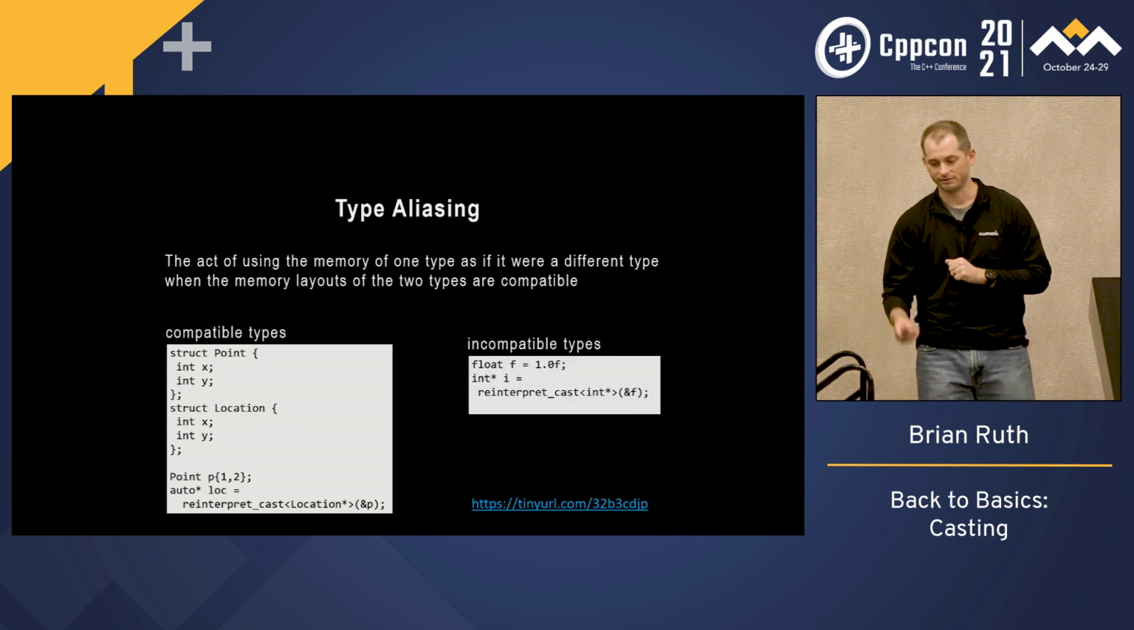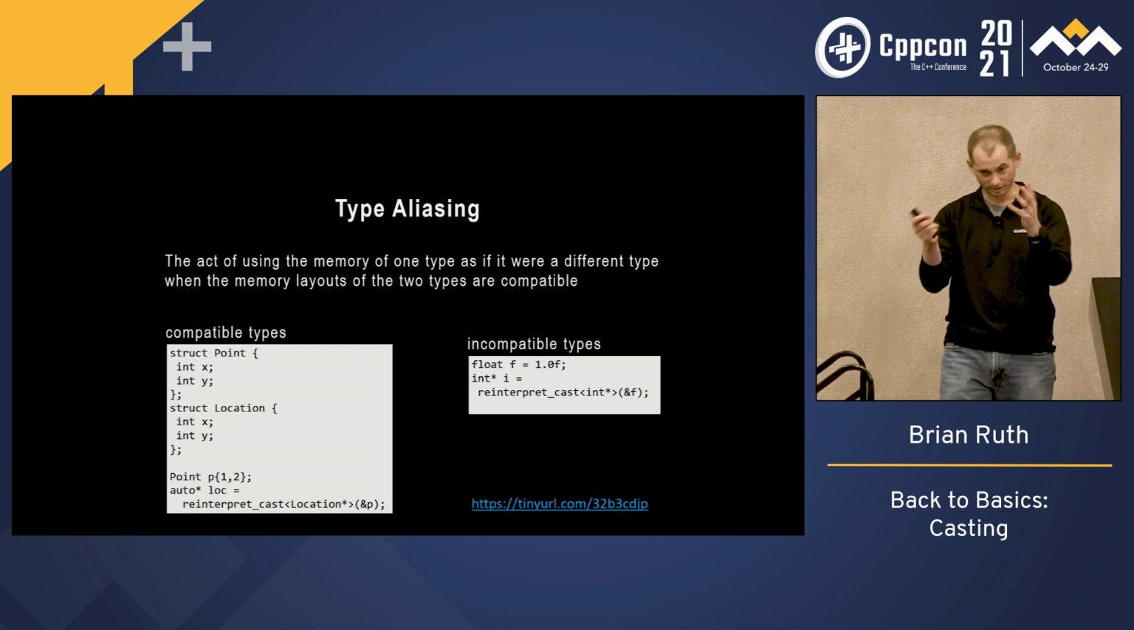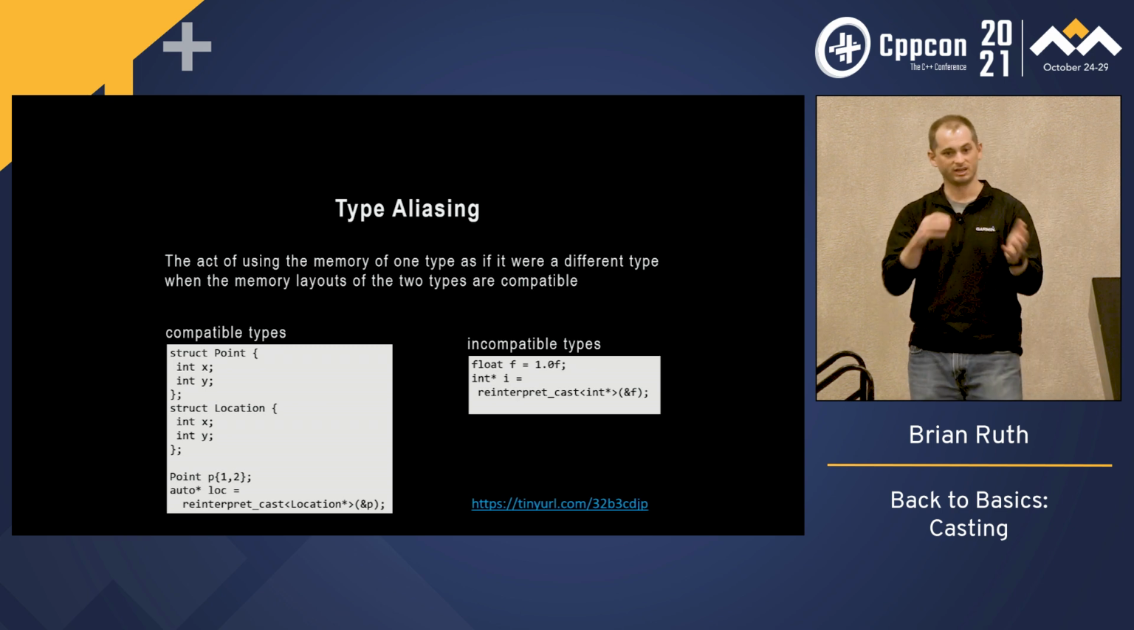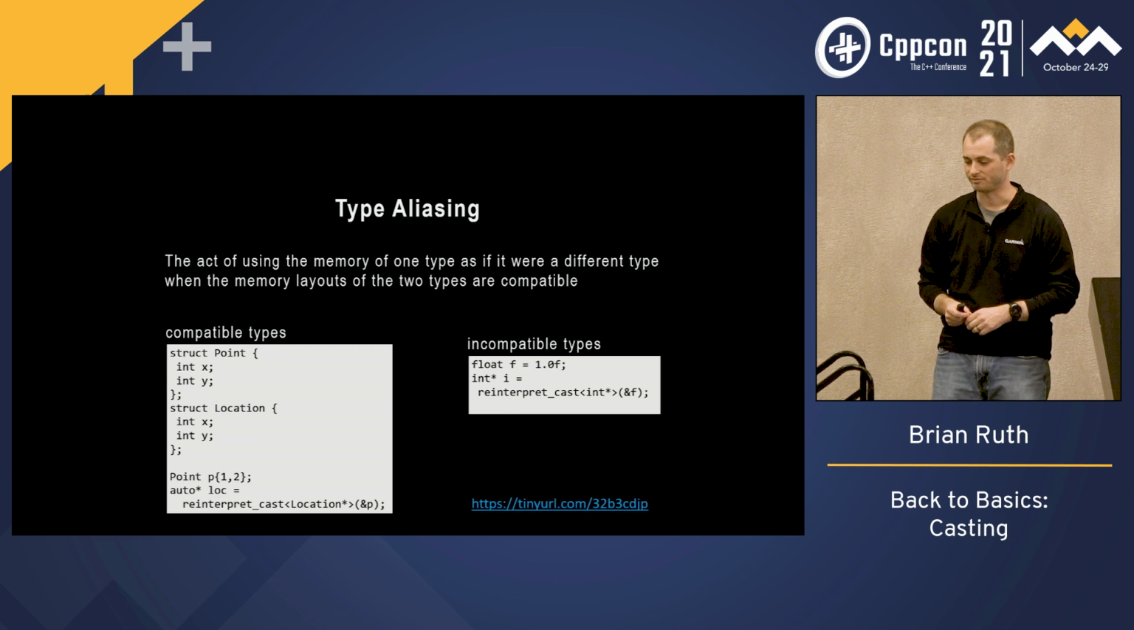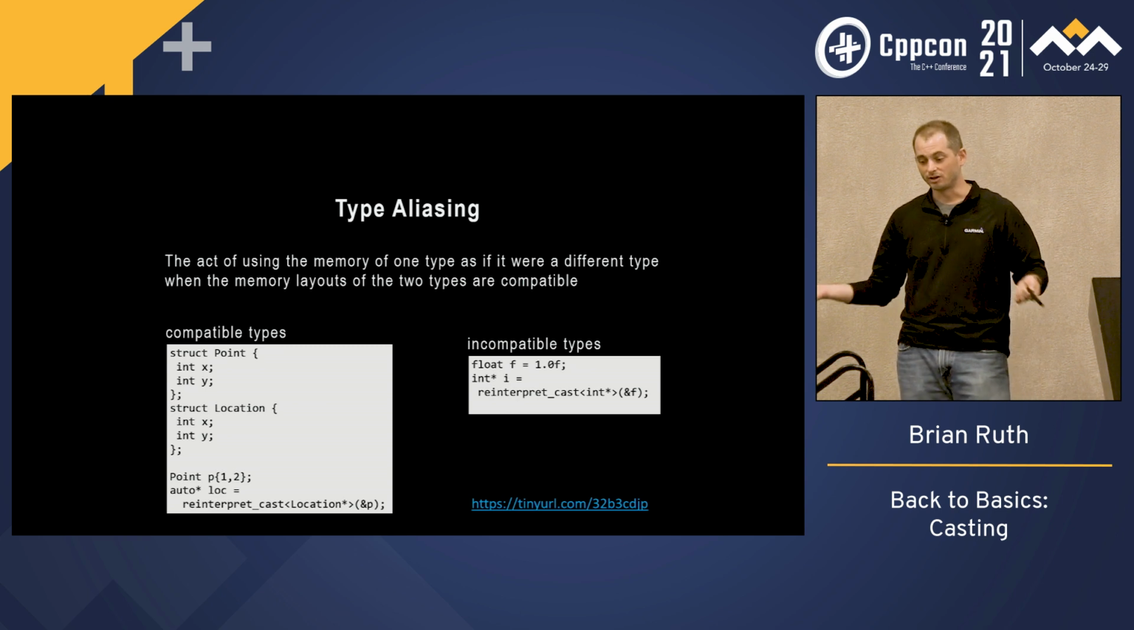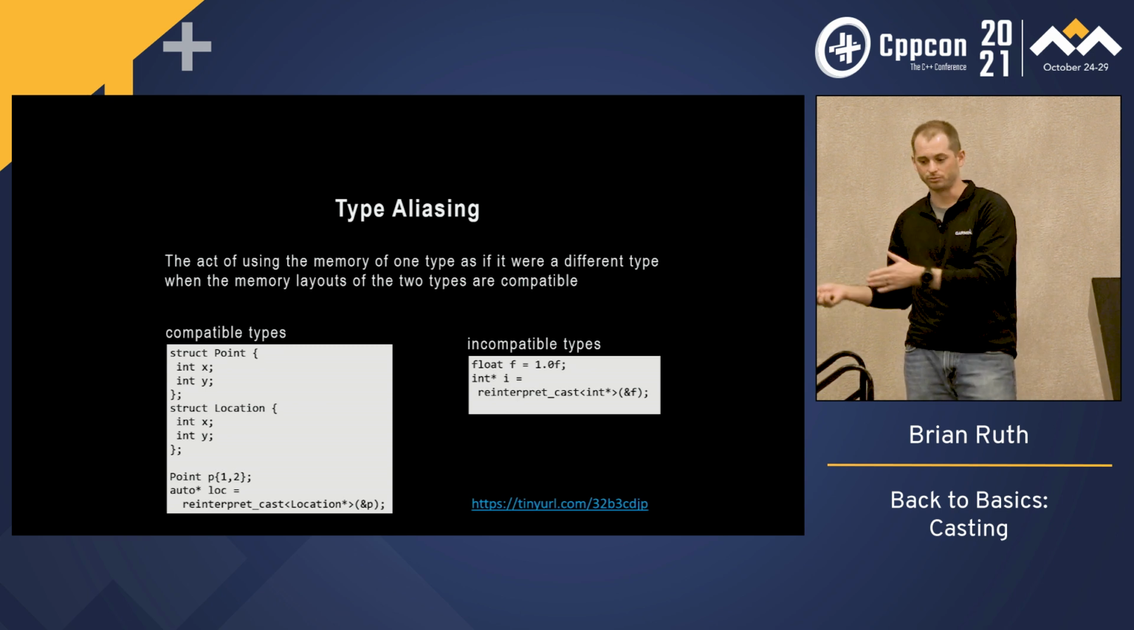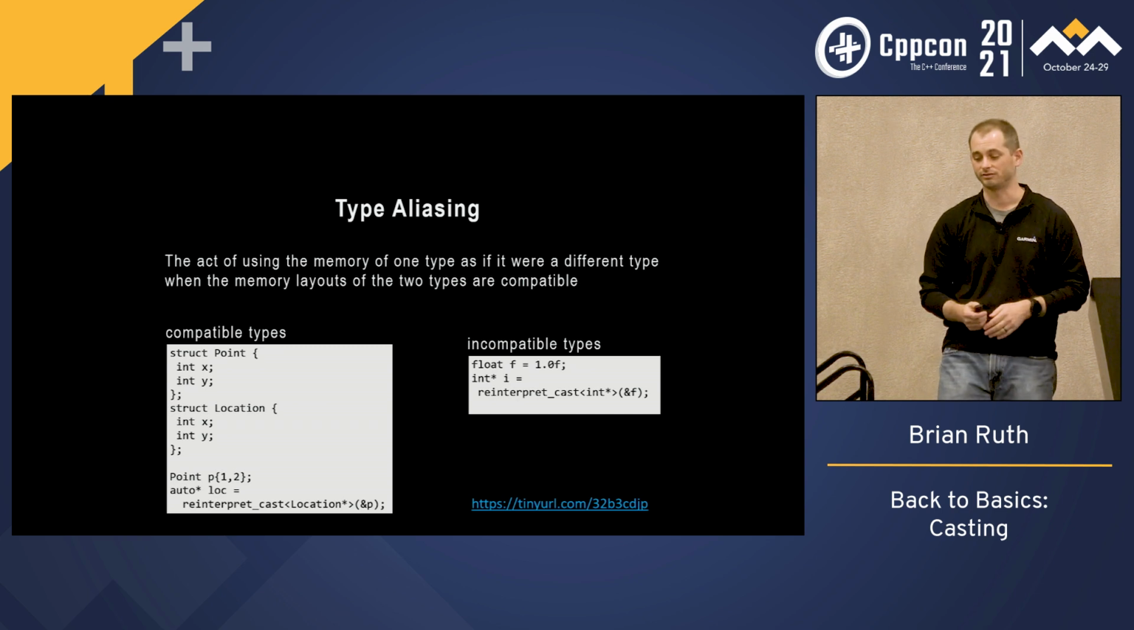Incompatible types are things like this. That's where, in the beginning, when we saw those casts, things reinterpret the bytes different ways. And this is incompatible. The memory layout of a float is not the same as the memory layout of an int.